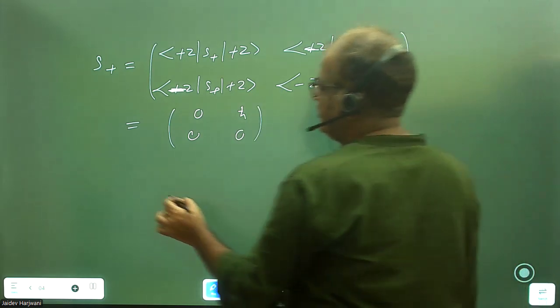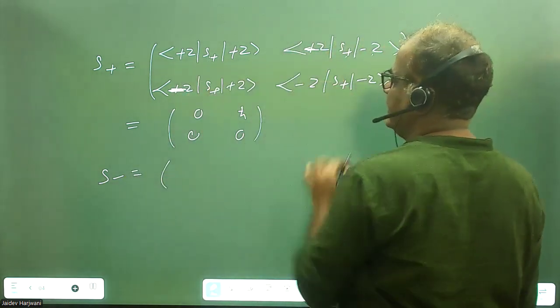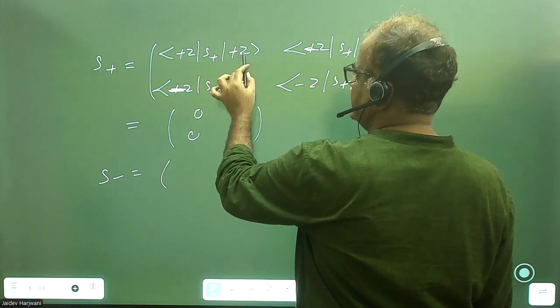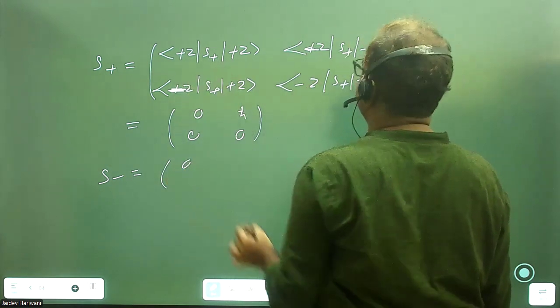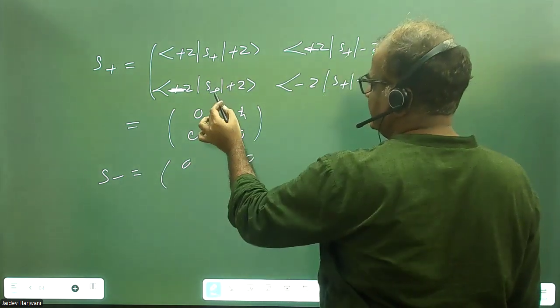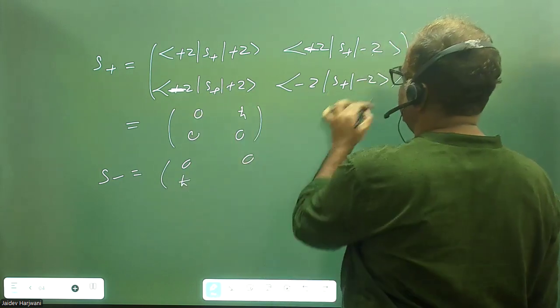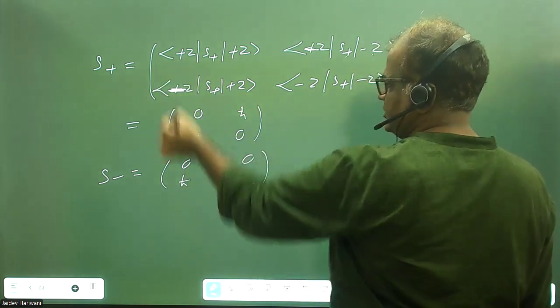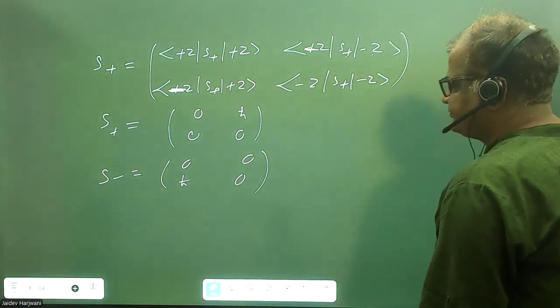Similarly, I can write for S minus. S minus operates on plus Z and changes it to minus Z, so this term becomes 0. This term will also be 0. Here ħ minus Z, so this term ħ will come, and here you have again 0. So I have S plus and S minus.